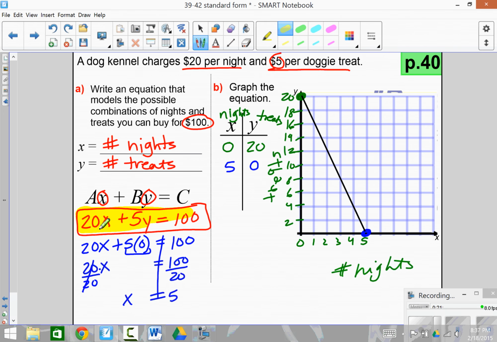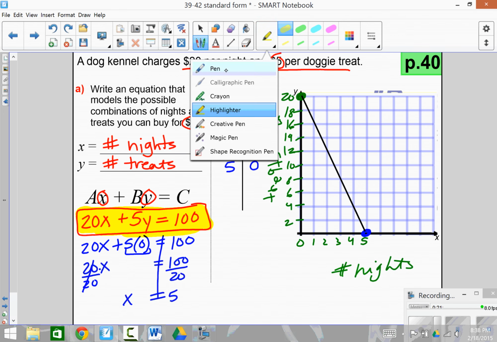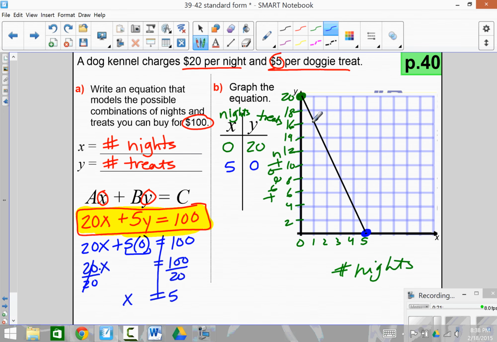Okay? And basically, you're going to see a lot of this more next year. This is just an introduction to standard form and graphing this. All along this line are all the possible combinations of treats and nights that you can get for $100. So there's a combination, there's a whole bunch of combinations here. Like this one right here, you could stay 2 nights and get 12 treats, and that should equal $100. You could stay 3 nights and get 8 treats. That should equal $100 as well.